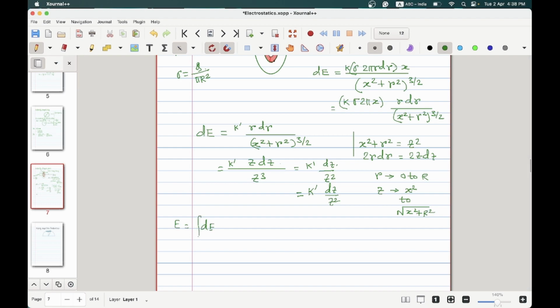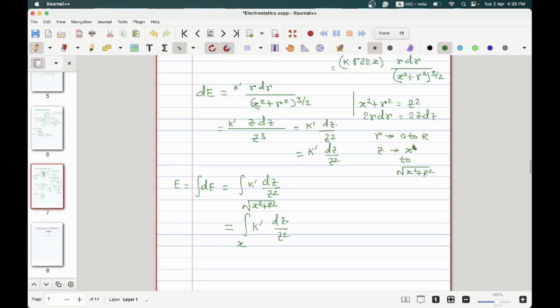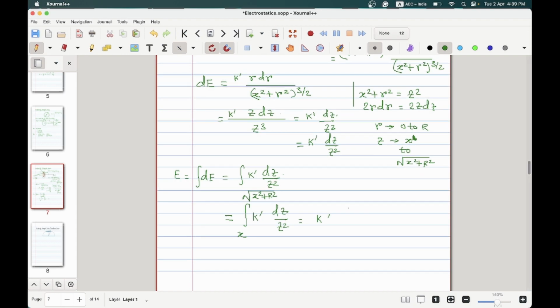So E equals integration dE, it is integration k dash dz by z square. z goes from, sorry, not x square, this is x, because z square goes from x square. So this thing is basically k dash. You can do the integration and put the value here. I'm directly putting the value here.